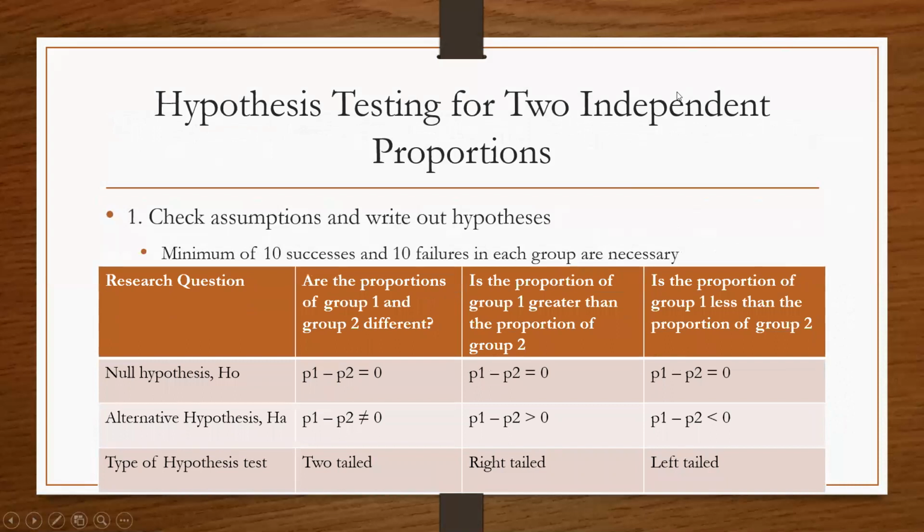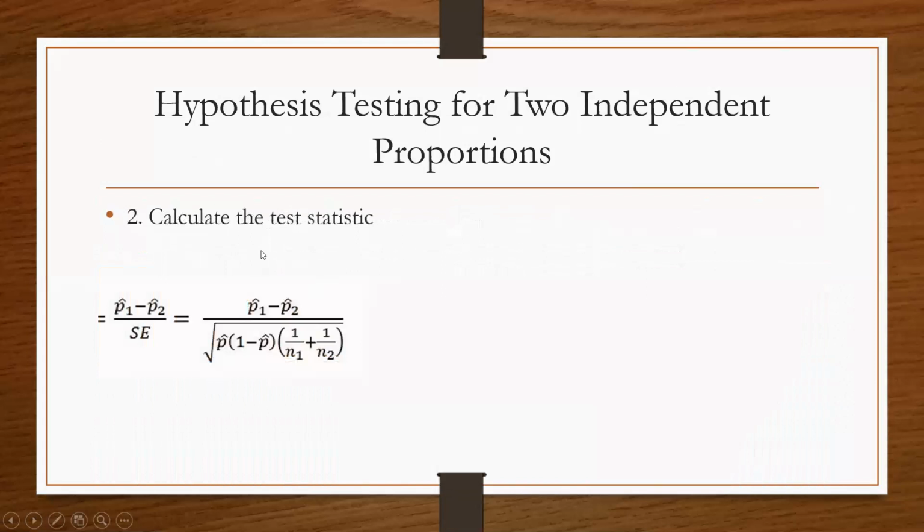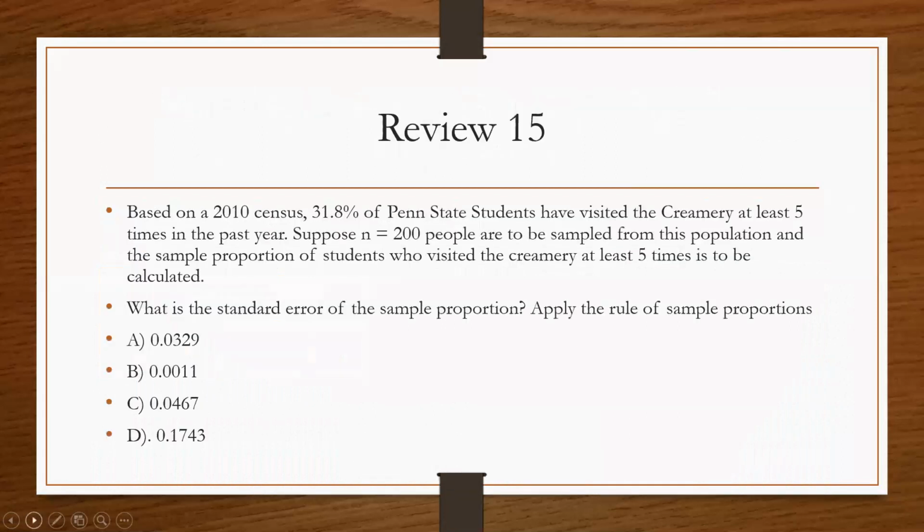All right, so hypothesis testing for two independent proportions. The assumptions are that there have to be a minimum of 10 successes and 10 failures in each group. For your test statistic, it's p hat 1 minus p hat 2 divided by the standard error. Then the standard error is technically the square root of p hat times 1 minus p hat times 1 divided by the sample size of 1 plus 1 divided by the sample size of 2.